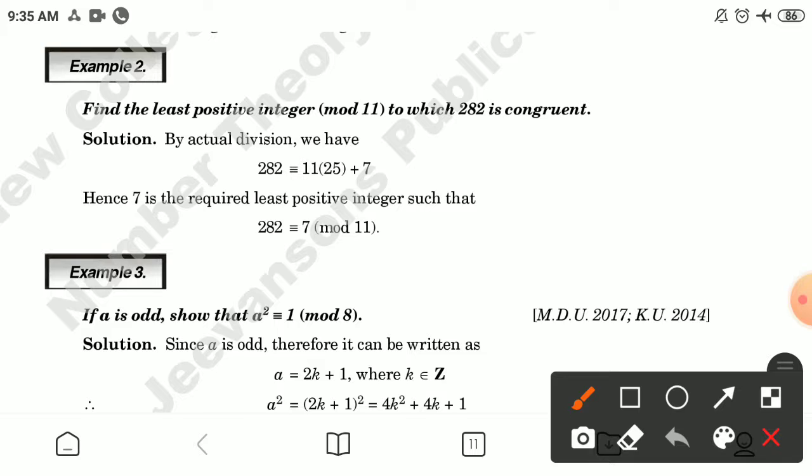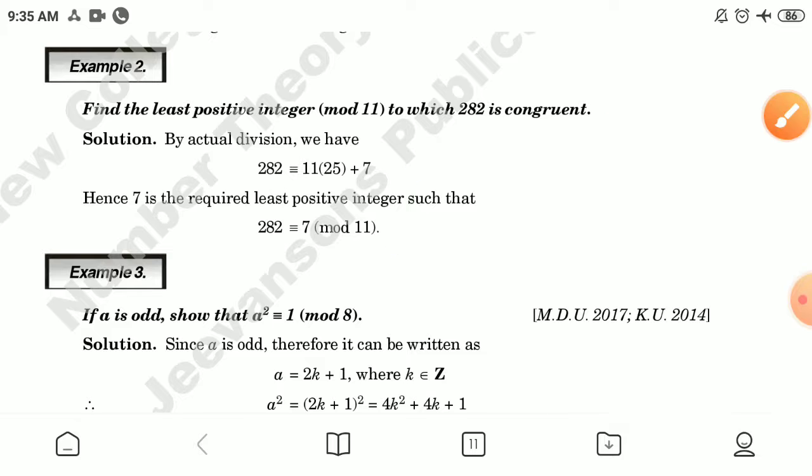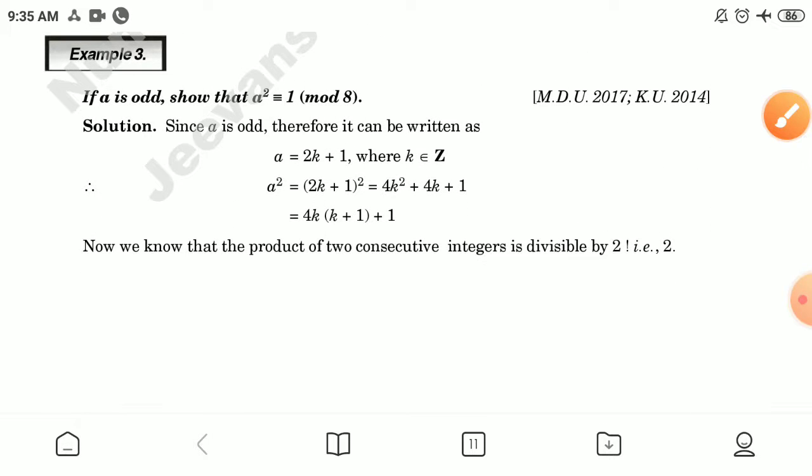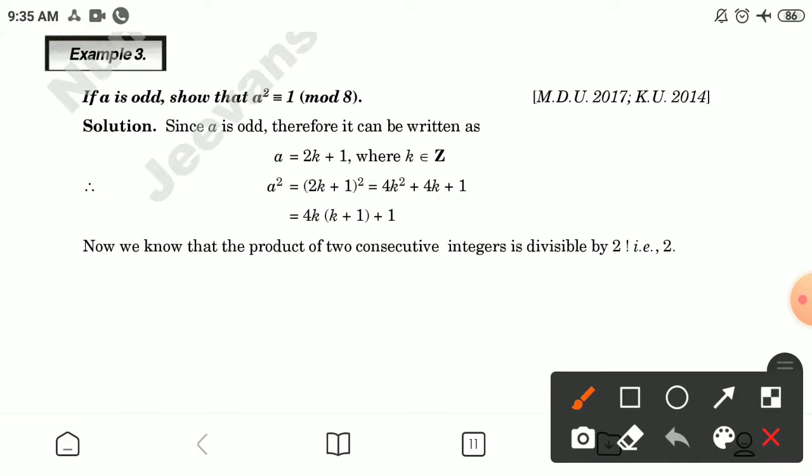Find the least positive integer mod 11 to which 282 is congruent. By actual division, we have 285 is congruent to 11 into 25 plus 7. Hence 7 is the required least positive integer such that 282 is congruent to 7 mod 11.